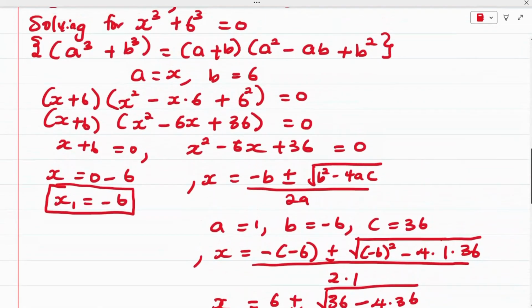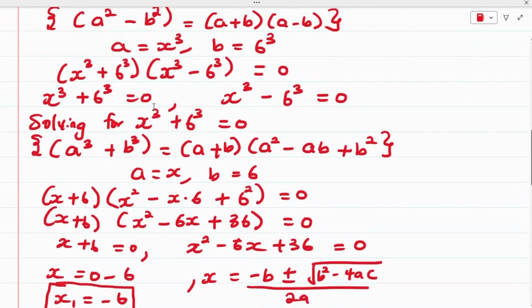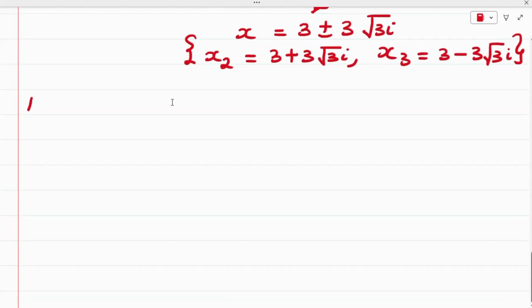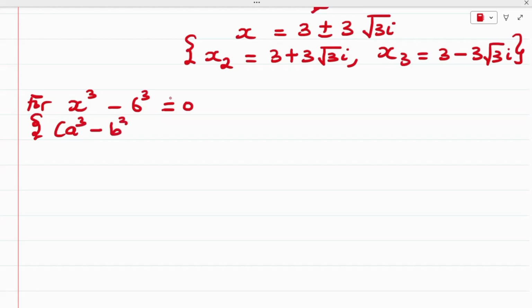So guys, we have been able to solve for the first part, which is x³ + 6³ = 0. Now we want to solve for the next part, which is x³ - 6³ = 0. For x³ - 6³ = 0, we simply apply the difference of cubes formula, which says that if we have a³ - b³, this is equal to (a - b)(a² + ab + b²).